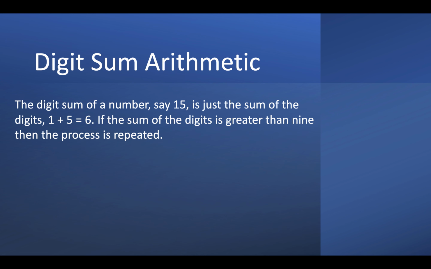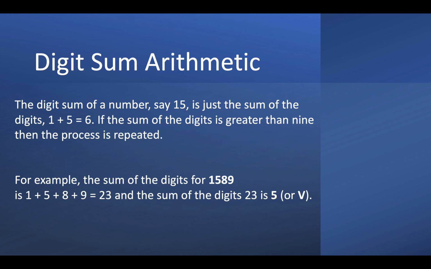Digit sum arithmetic is quite simple. The digit sum of a number, say 15, is just the sum of the digits, i.e. 1 plus 5 equals 6. And if the sum of the digits is greater than 9, the process is repeated. For example, the sum of the digits for 1589 would be 1 plus 5 plus 8 plus 9 equals 23. And the sum of those digits, if we do it again, would be 5, or Latinized V.